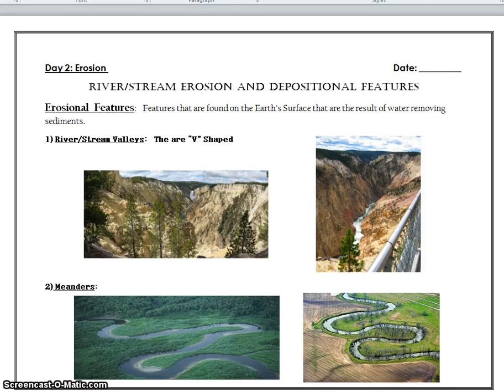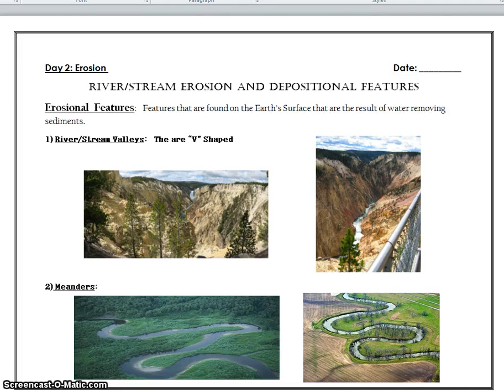So in this lesson, I am going to be talking about river and stream erosional and depositional features. As water continues to run over the surface, it creates unique erosional features, and when it doesn't carry that material anymore and deposits it, there are unique features associated with the agent of erosion of water.